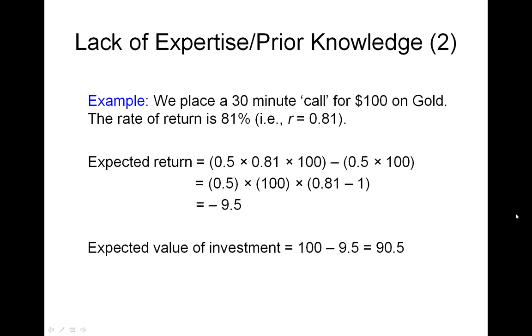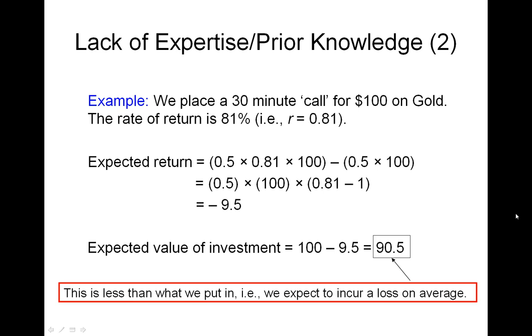This just means on average, even if we make profits a certain number of times, given a holistic view, given a picture of all the bets we make, on average we expect to lose that amount. This 90.5 is of course less than what we put in. Therefore, we expect to incur a loss on average, given this model of binary trading.